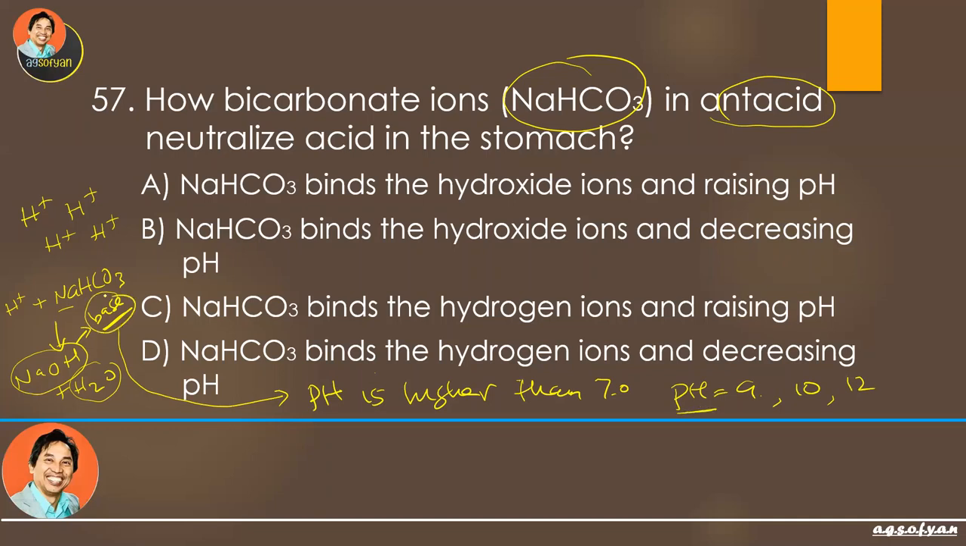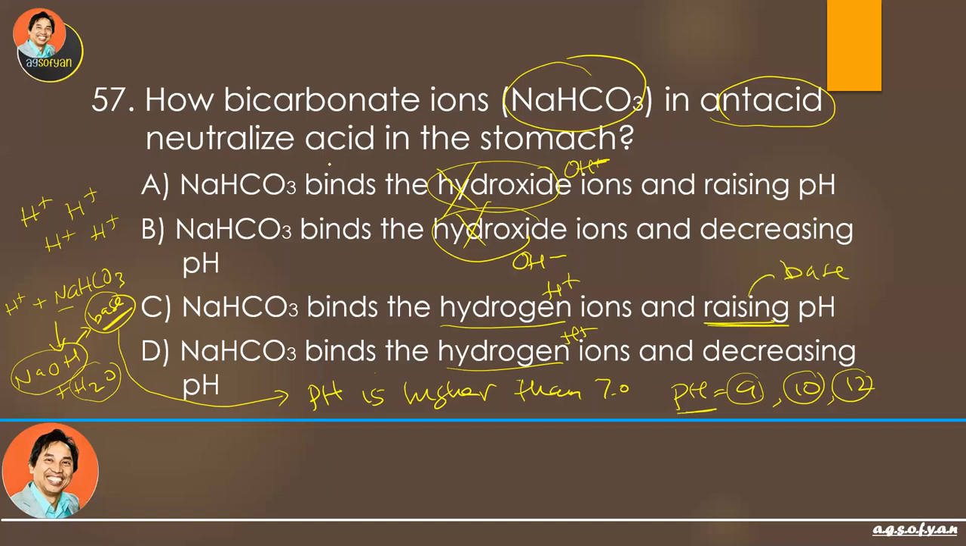Increase the pH. So the sodium bicarbonate will bind the hydroxide. No, it's not hydroxide. Hydroxide ion is OH minus, or negative. Hydroxide, this is this one. So this one is not correct. Bind to hydrogen ion. Yes, this is hydrogen ion. Bind the hydrogen ion and raising the pH. The pH become higher. Yes, it becomes base.